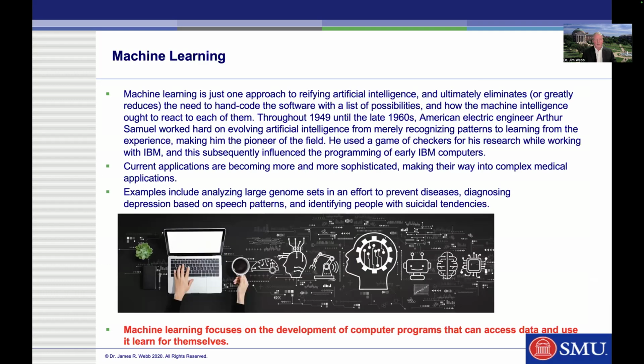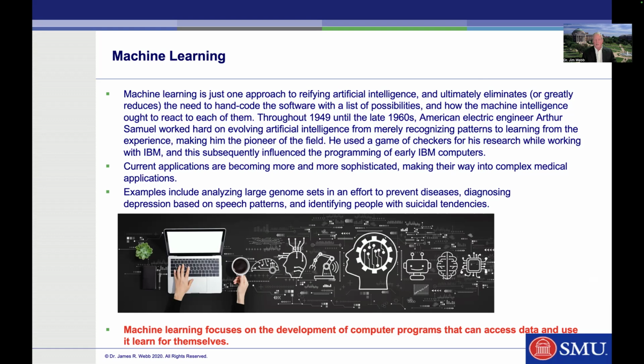So here's machine learning. It's one approach to bringing artificial intelligence forward. It eliminates or reduces the need to hand code a lot of software through lots of different possibilities. So from 1949 to the 60s, Arthur Samuel worked hard to evolve artificial intelligence from just basically recognizing patterns to actually learning from the experience of these patterns. He did it using a game of checkers.